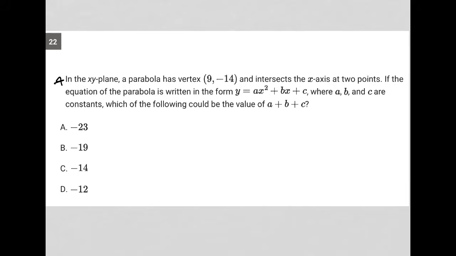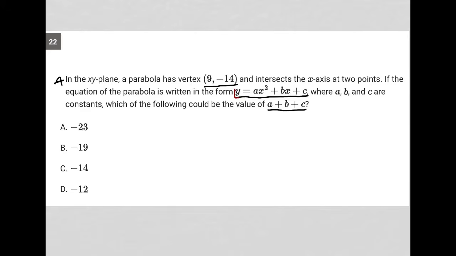So this question says in the xy plane, a parabola has vertex (9, -14) and intersects the x-axis at 2 points. If the equation of the parabola is written in the form y equals ax squared plus bx plus c, where a, b, and c are constants, which of the following could be the value of a plus b plus c? All right. So first of all, there's multiple ways to write an equation for a parabola.